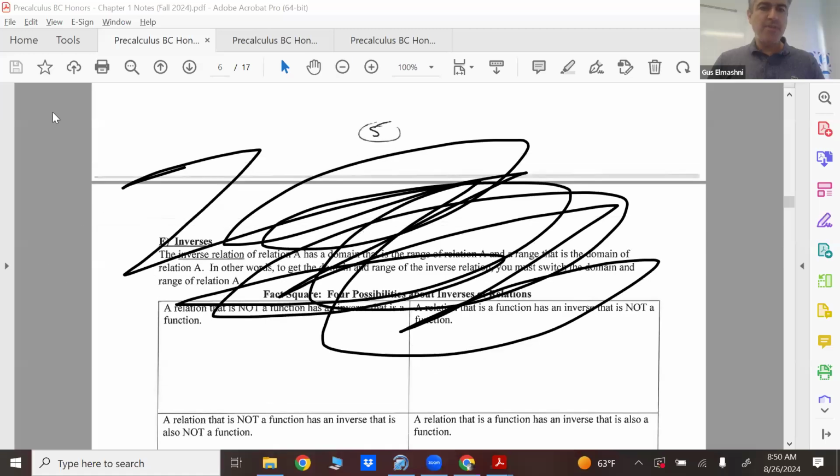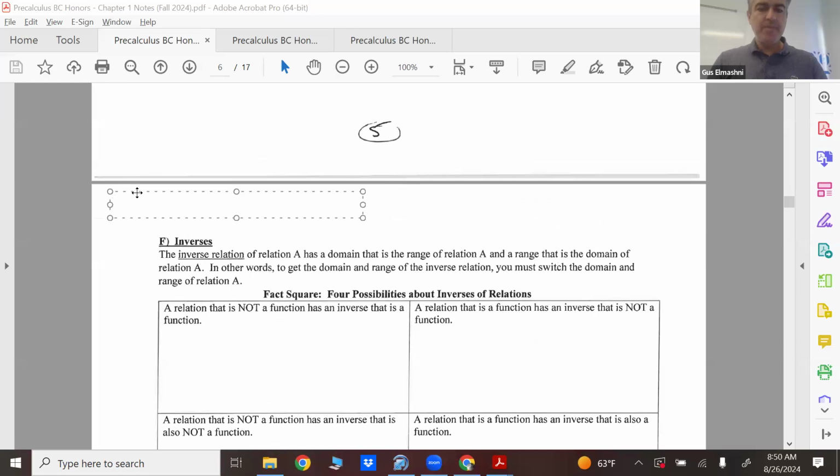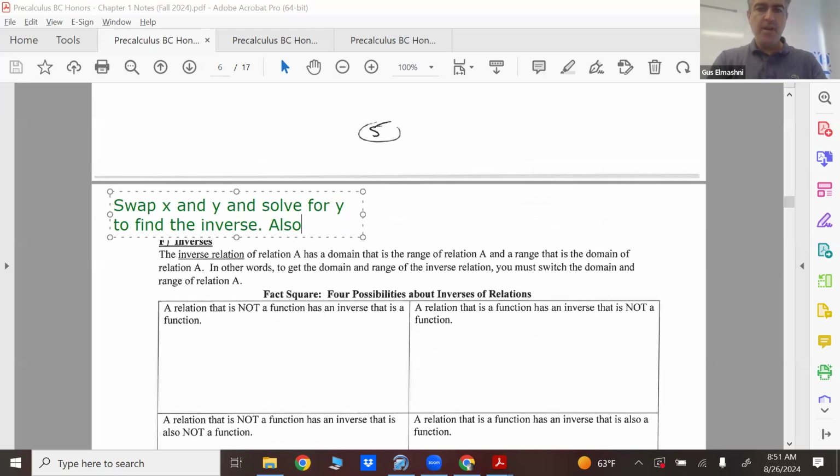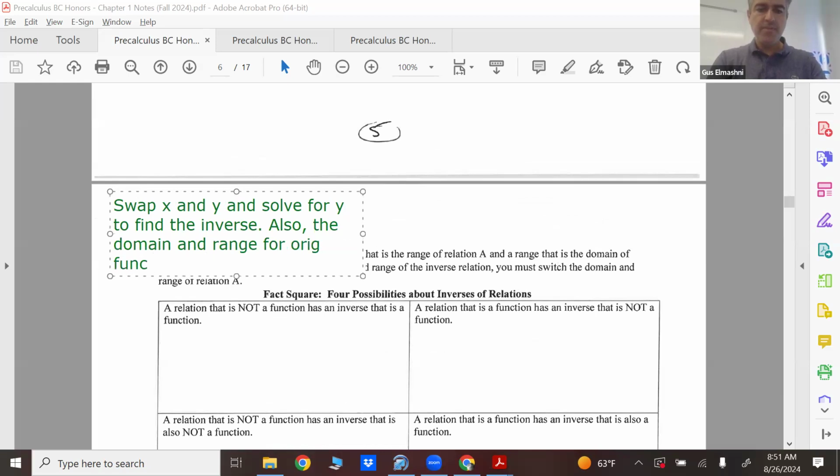This is what I want you guys to say. Swap x and y and solve for y. Find the inverse. Also, the domain and range for the original function gets swapped for the inverse.